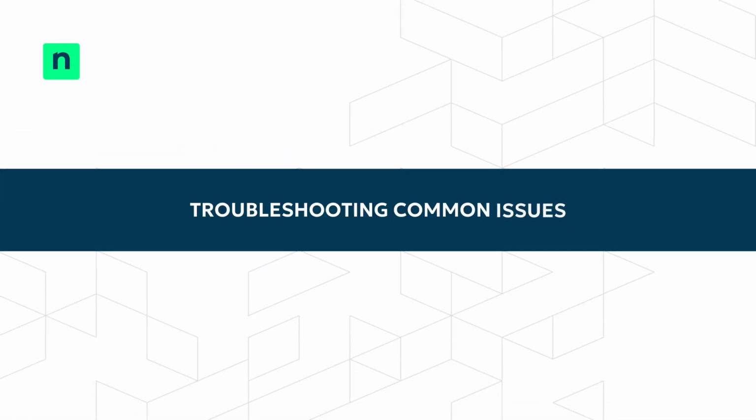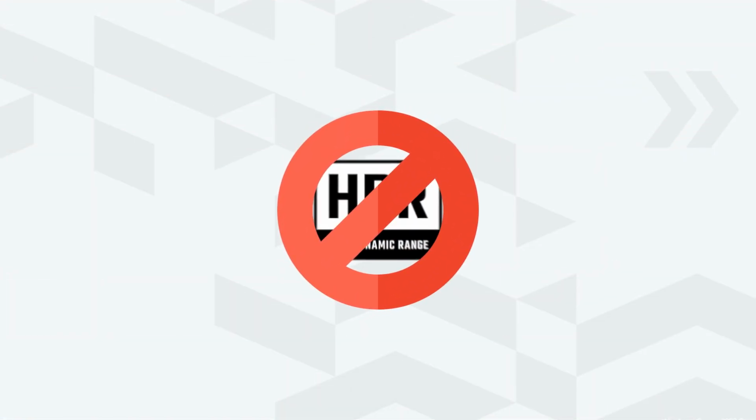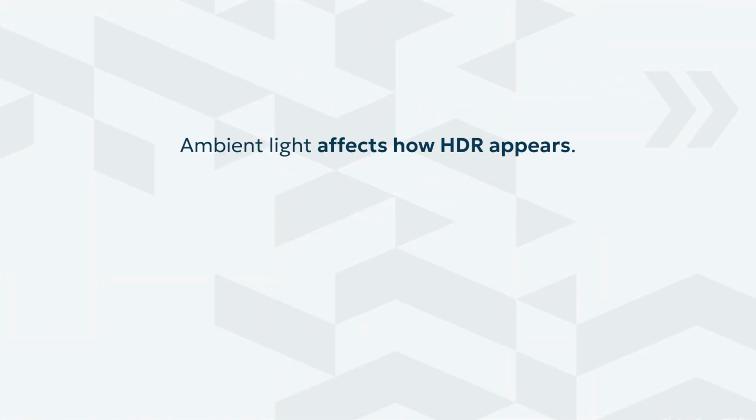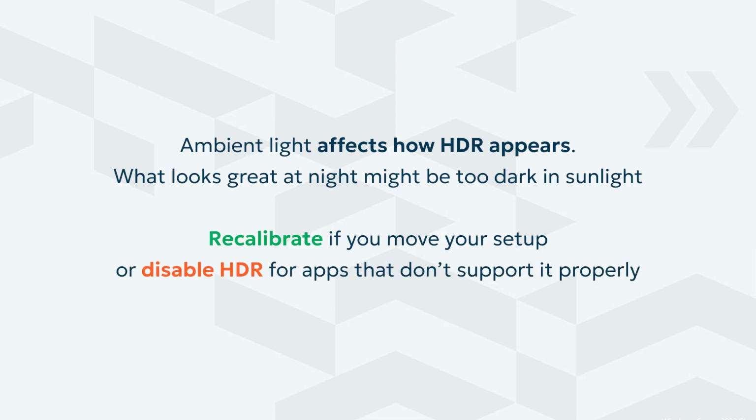Troubleshooting common issues. If HDR isn't showing up, make sure your drivers are up to date. Remember that ambient light affects how HDR appears. What looks great at night might be too dark in sunlight. Recalibrate if you move your setup, or disable HDR for apps that don't support it properly.